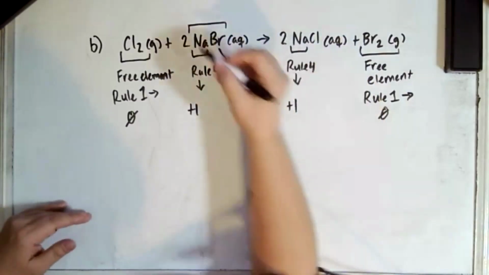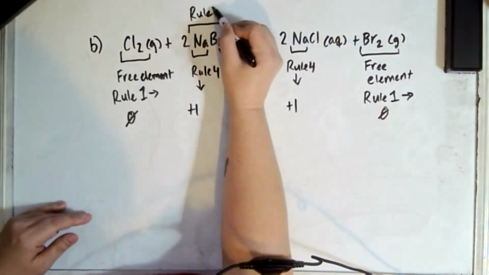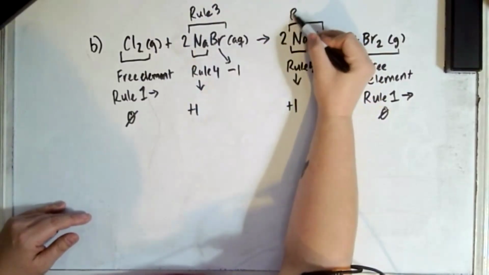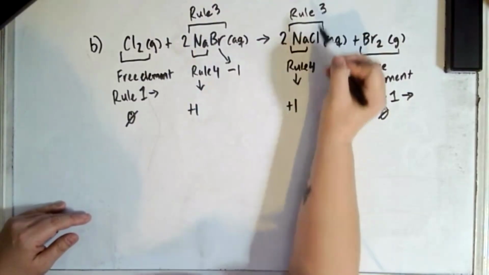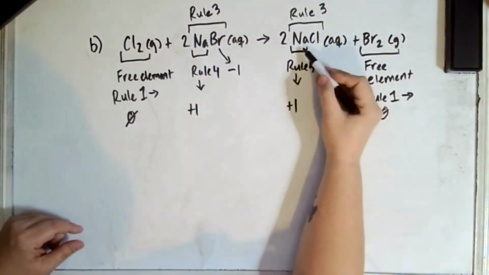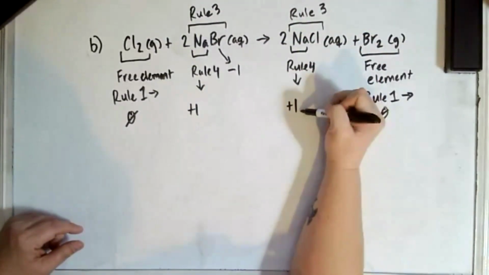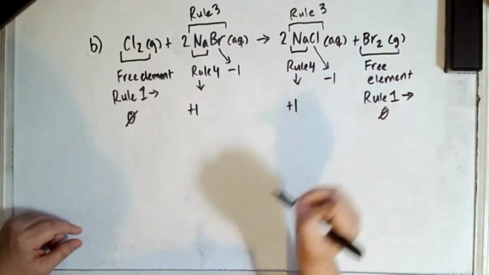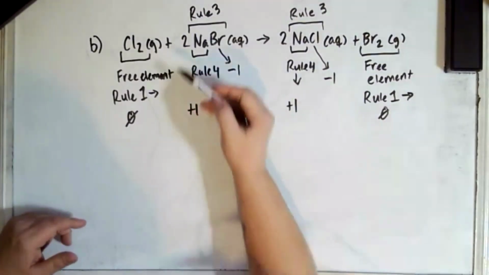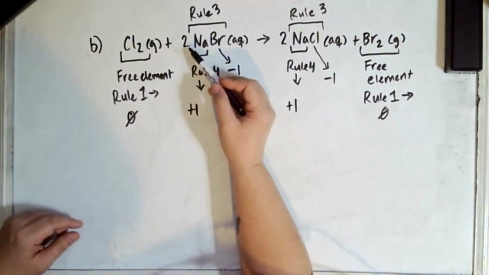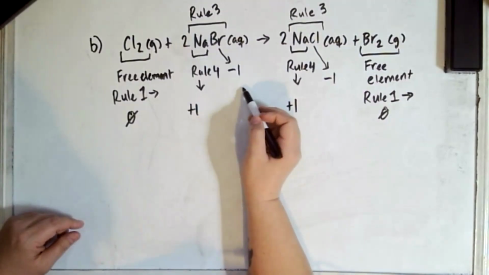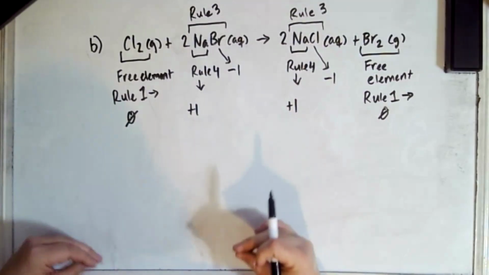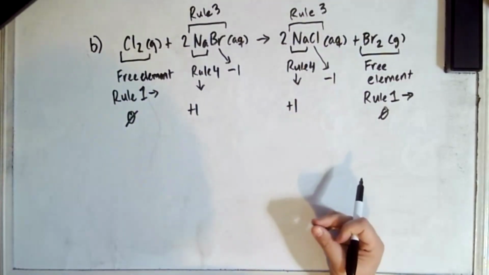And on our product side, the same thing. Rule 3 tells us that our sodium and our chlorine are going to have to add up to 0. So if sodium's oxidation is +1, then chlorine's oxidation has to be -1. Okay. And again, you can include the coefficients in this. You just have 2 plus ones and 2 minus ones. So you don't have to include it. You don't have to include the coefficients for this if you do not want to.